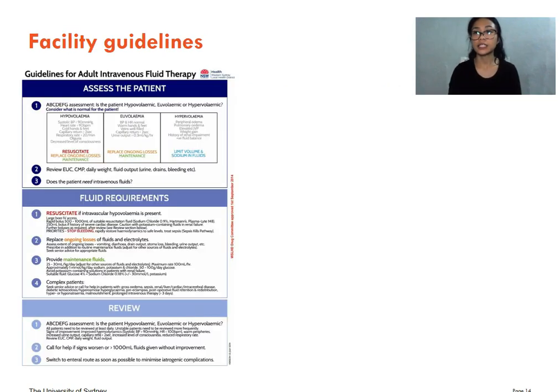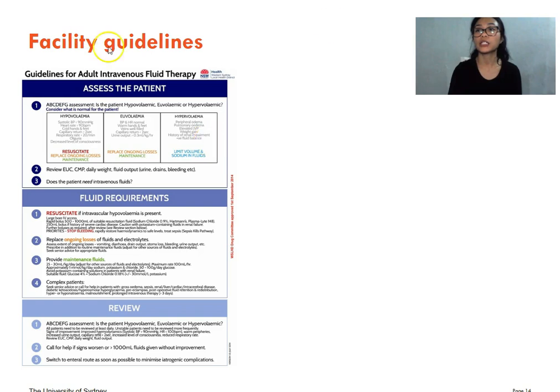And so this is an example from a particular facility of their guidelines for adult intravenous fluid therapy. This is just to give you an idea, but not all hospitals have something like this. So their first step is to assess the patient, of course, A to G assessment, and then trying to look if the patient is hypovolemic, euvolemic, or hypervolemic. And so they have some guidelines here.